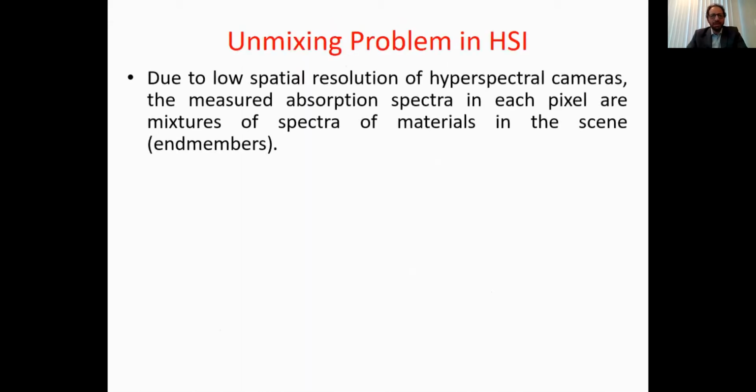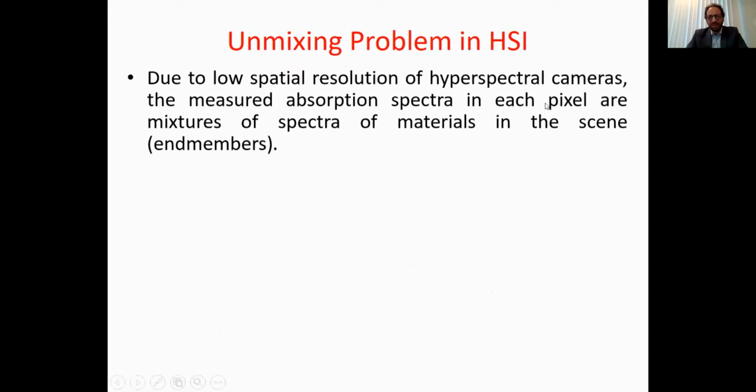So what is the unmixing problem? The unmixing problem in hyperspectral imaging is if we are using, let's say, cameras that are acquiring images from space, from satellites, or from airplanes for remote sensing, then the spatial resolution of such cameras will be relatively low.